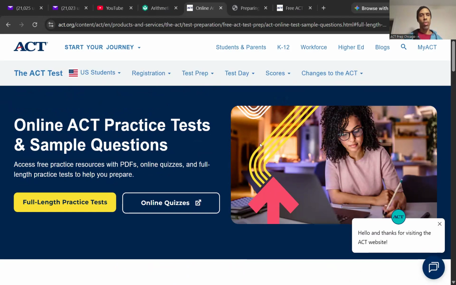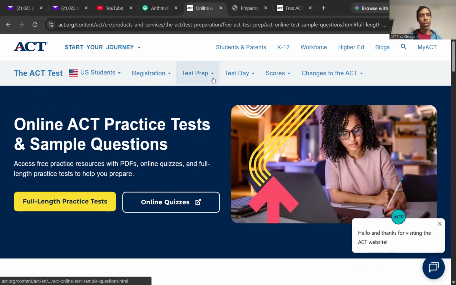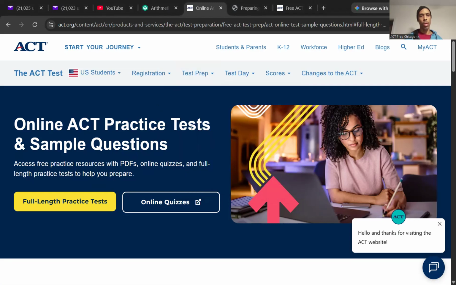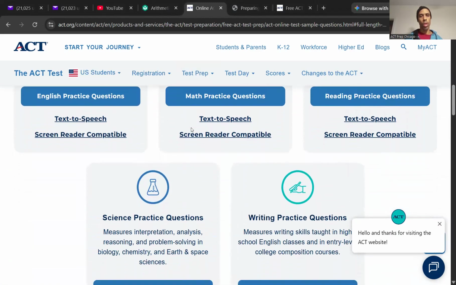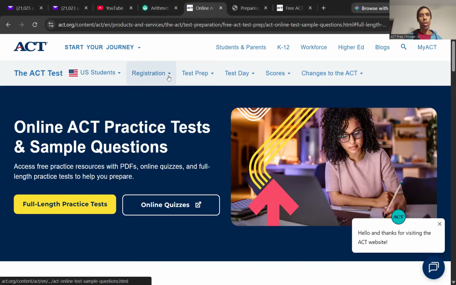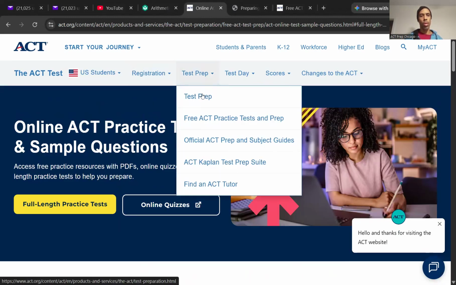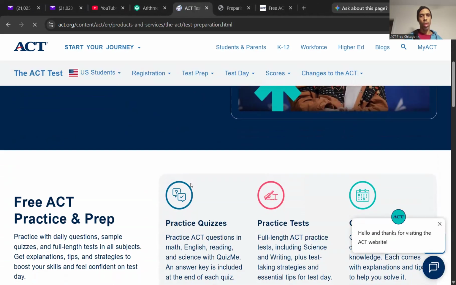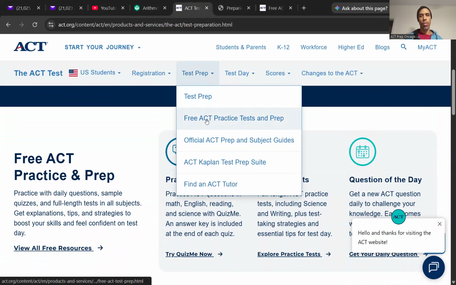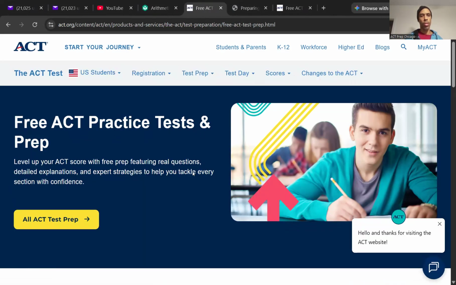So if you go to the website, it will be under test prep, and it says online. I think this is test prep. Which link would it be to get to this page? Wait, first I want to make sure I'm on the right page. Yeah, this is the right page. You could get it from test prep, or maybe just free practice test. Yeah, free practice test.